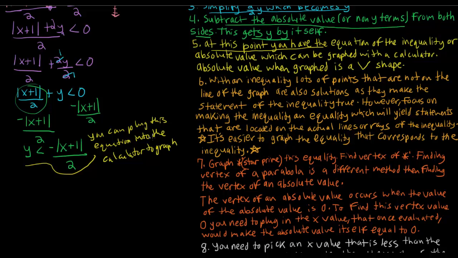You can do this at this point because y is isolated. Moving on to step 6. With an inequality, there's lots of points that are not on the line of the graph. Let's say that again. With an inequality, lots of points that are not on the line of the graph are also solutions, as they make the statement of the inequality true.